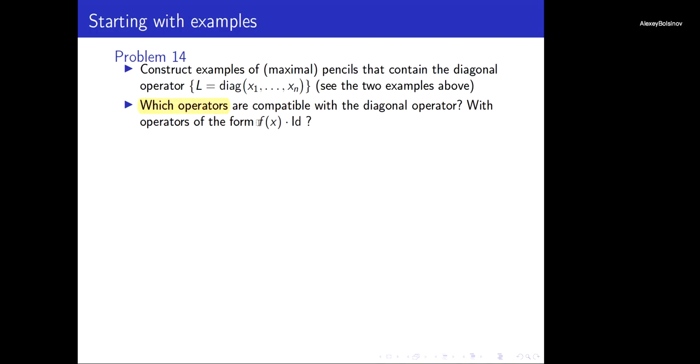Also, if we consider all operators of this form, just scalar operators, what are the Nijenhuis operators compatible with scalar operators? Again, it's not quite clear. Possibly this is a very simple problem, but who knows? We didn't try to answer this question. You can easily continue this list of problems, because almost nothing is known at the moment.